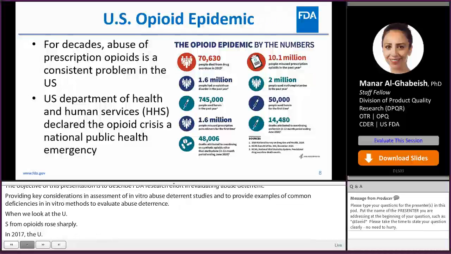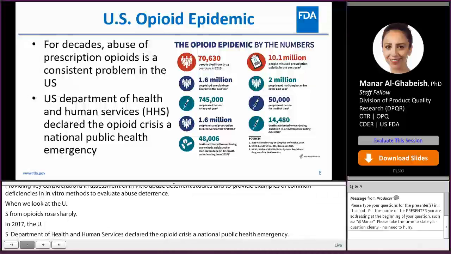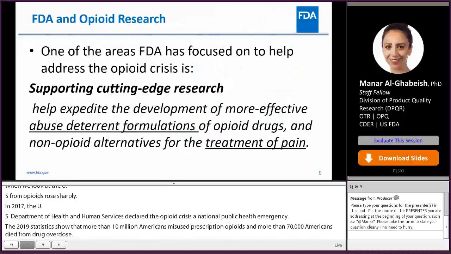2019 statistics showed that more than 10 million Americans misuse prescription opioids, and more than 70,000 Americans died from drug overdose. Opioids are claiming lives at a staggering rate, and overdose from prescription opioids is reducing the life expectancy in the United States. That's why effort in addressing the crisis of abuse of opioids, while still providing patients in pain access to effective relief, is a top priority of the FDA.